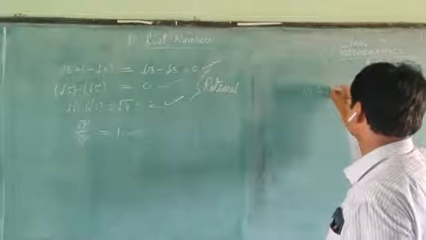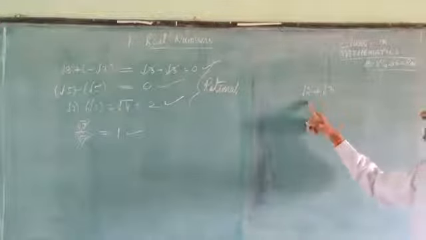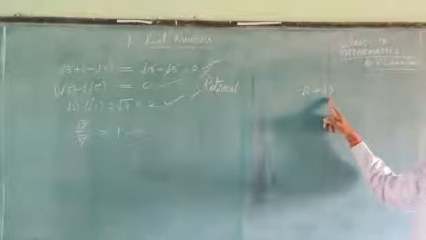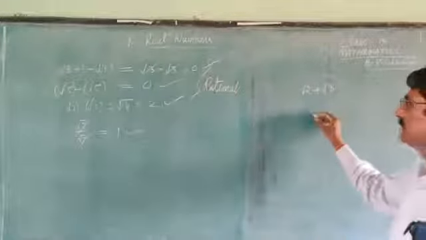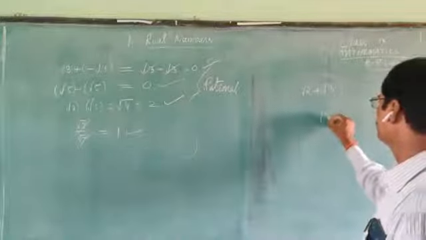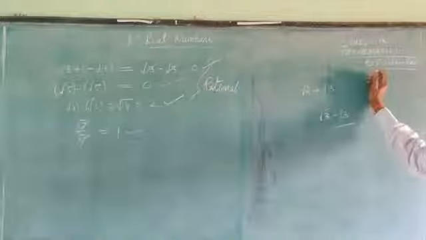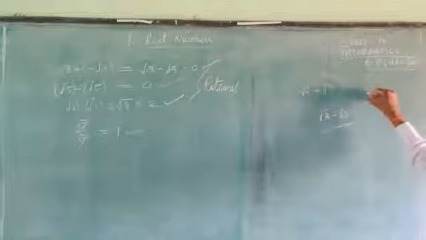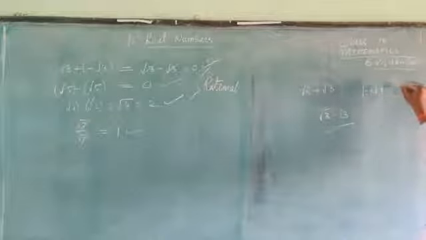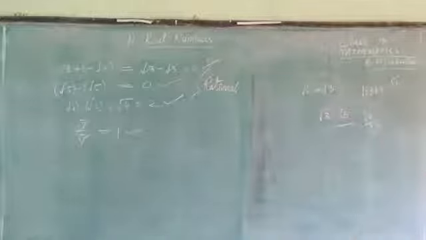Root 2 plus root 3. We can't simplify. Root 2 is an irrational. Root 3 is also an irrational. The sum of these two, is it a rational? No. If it is not a rational, then it is called irrational. Next, difference: root 2 minus root 3. Can you simplify this one? No. It is not a rational number, so it is irrational. The product, root 2 into root 3, root 6, is an irrational. Root 2 by root 3 is an irrational.